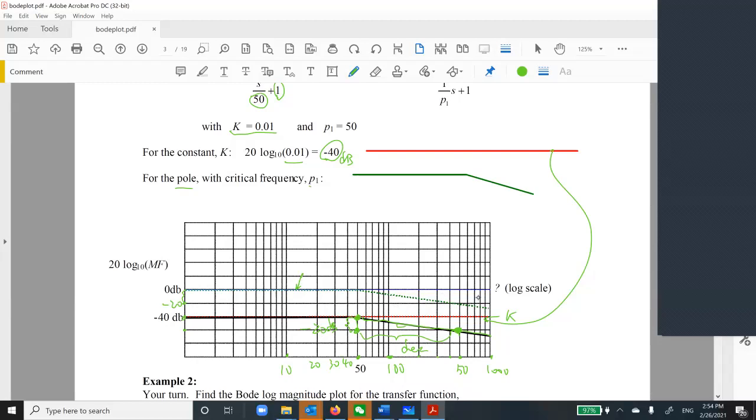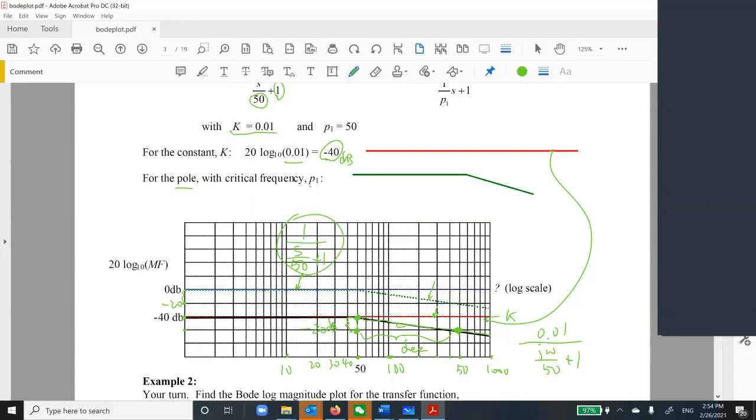This one should be 1 over S divided by 50 plus 1. So it should be like this, okay? So this dashed line adds to the dashed green one, red one, and this one, all together. Then the final black one is what we need. It's 0.01 divided by j omega over 50 plus 1, okay?